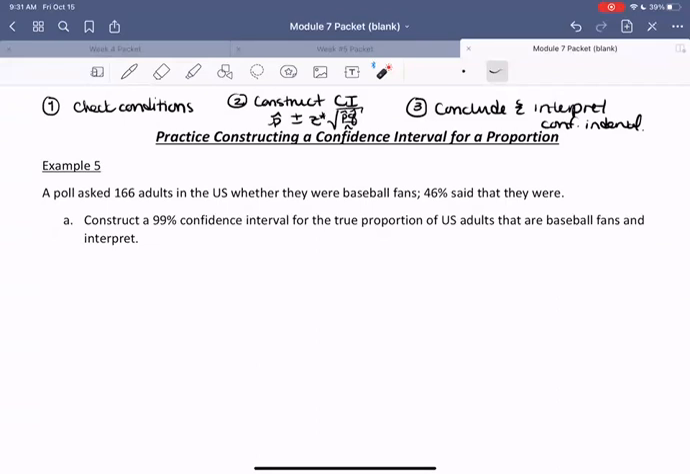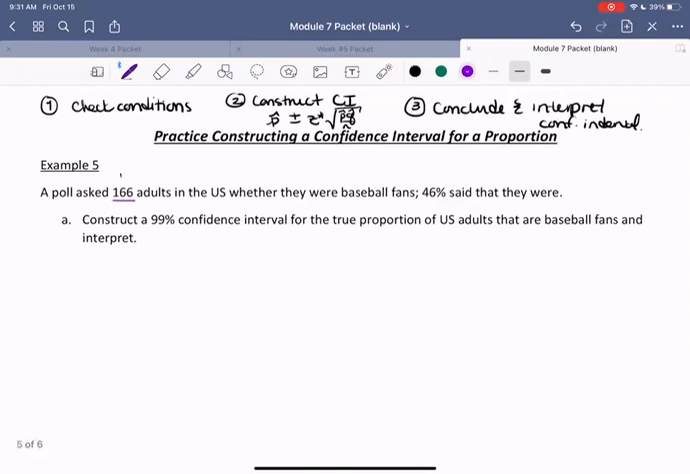Before rushing to make any calculations, let's first interpret all of the information that we are being given. First of all, we're told that this poll asks 166 adults. That tells us our sample size is 166, or n is 166. Then we were told that of them, 46% said that they were baseball fans. So this 46% tells us the proportion of our sample that are baseball fans. That is going to be our p hat.